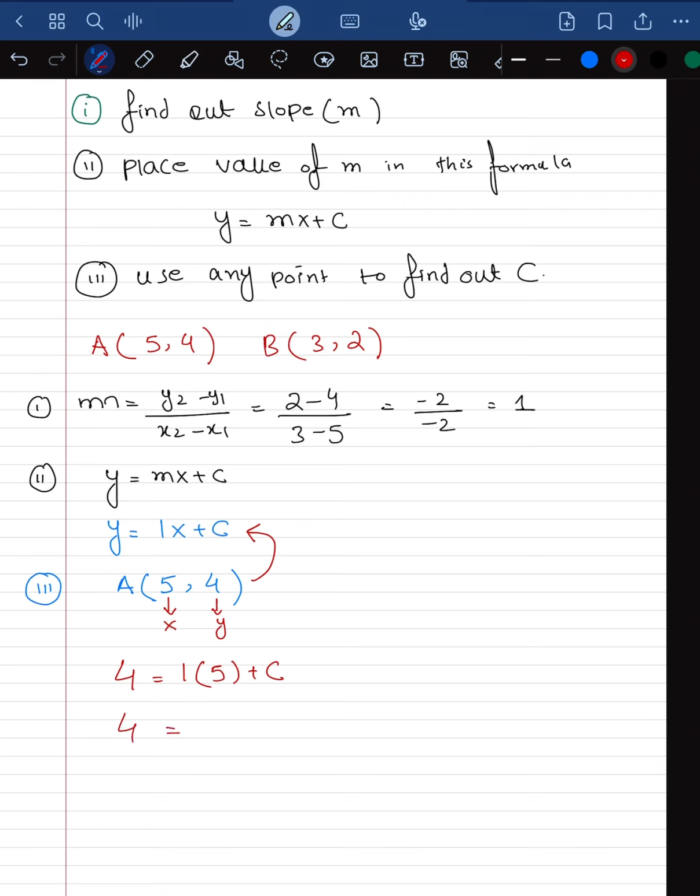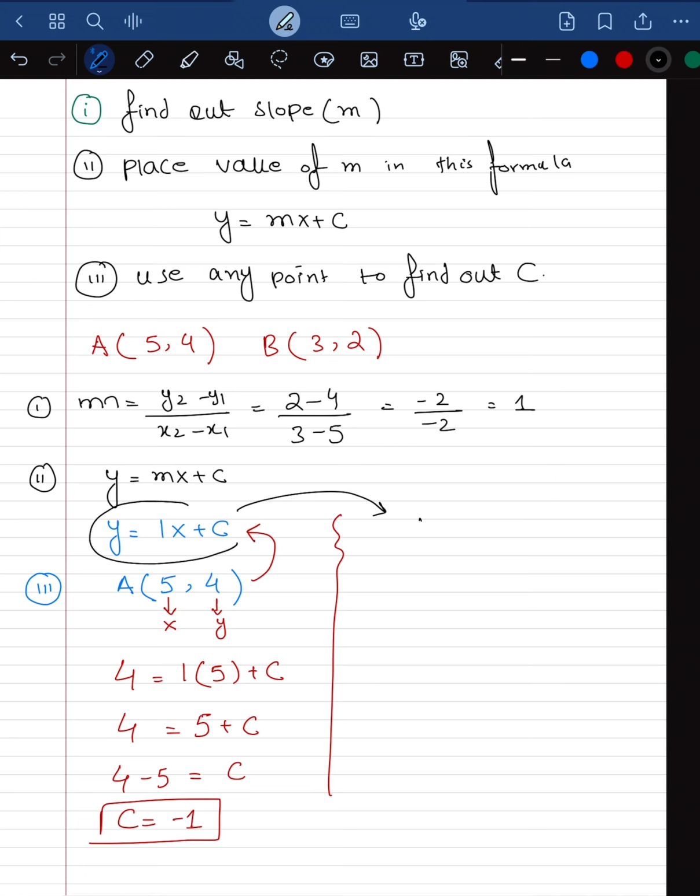So 4 is equal to 5 plus c, so c is equal to 4 minus 5, so c is equal to minus 1. Now we know that our equation was y is equal to 1x plus c, and we just need to place the value of c in this formula. Now we have calculated the value of c, so that will be y is equal to 1x minus 1. So this is the equation of the line that connects A and B.